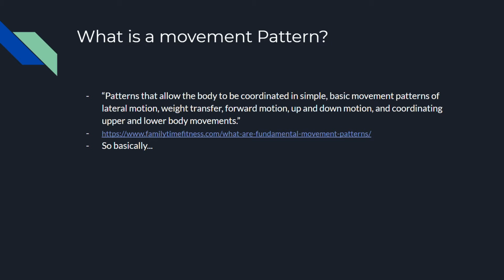According to Family Time Fitness, movement patterns are patterns that allow the body to be coordinated in simple, basic movement patterns of lateral motion, so side to side, weight transfer, also side to side, can be front to back, forward motion, running, up and down motion, jumping, and coordinating upper and lower body movements. When you think about someone like Serena Williams, for example, she's running, but at the same time she's swinging her arm with the racket in her hand and using her upper body and her lower body as one in order to get the task completed.